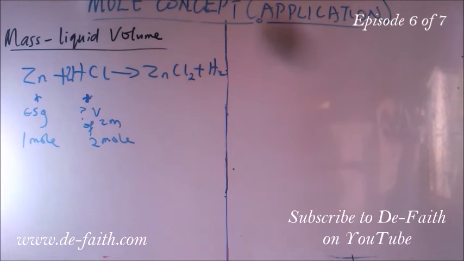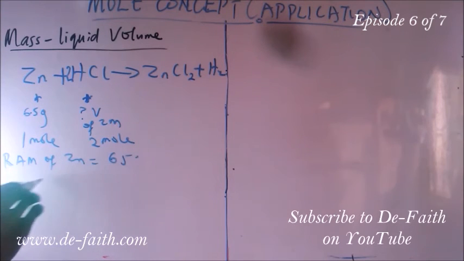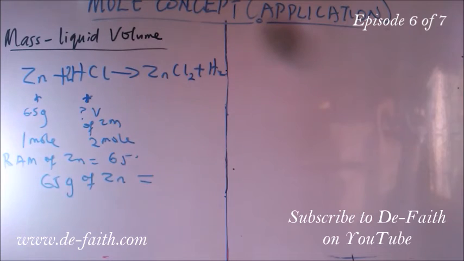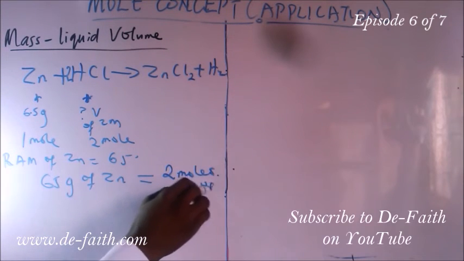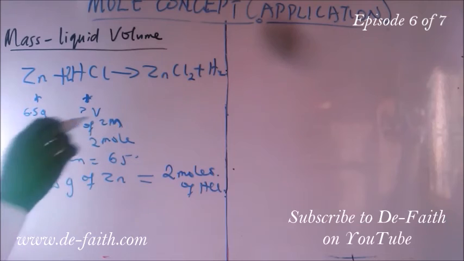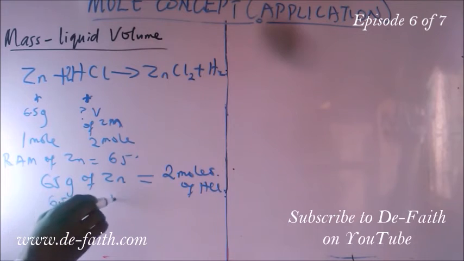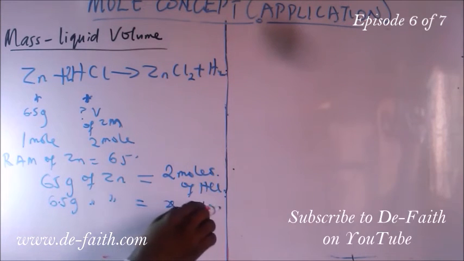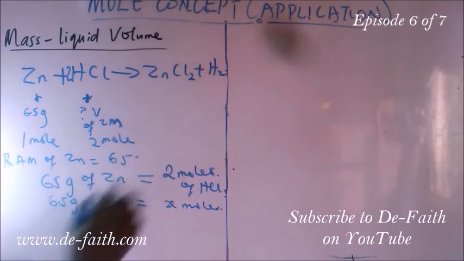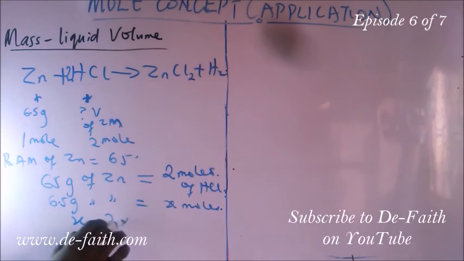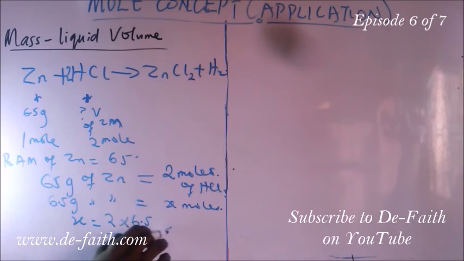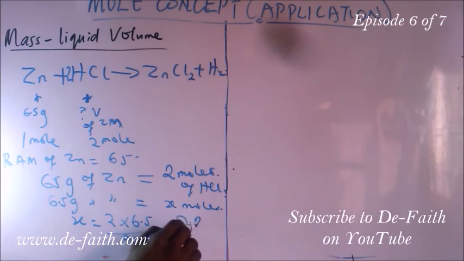Now from here we have 1 mole of zinc to 2 mole of hydrochloric acid. So the first thing we need to do is to get the number of moles of hydrochloric acid that will react with the zinc. The relative atomic mass of zinc is 65. So we have that 65 gram of zinc requires 2 moles of hydrochloric acid, not 2 molar, because 2 molar is different from 2 moles. Then 6.5 gram of zinc requires how many moles of hydrochloric acid? That would equal 2 times 6.5 over 65, and that will produce 0.2 moles.